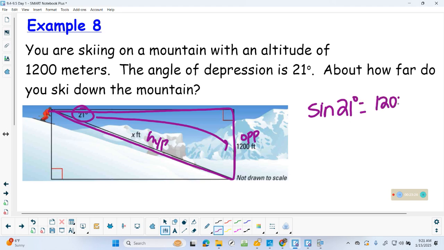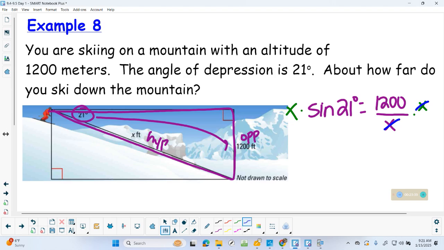Opposite is that 1,200, hypotenuse. So there's the geometry setup, nothing crazy. We're going to get a big answer for this one. I'm going to multiply by x, of course, to clear my fraction. Now from here, I'd probably go straight to your calculator.